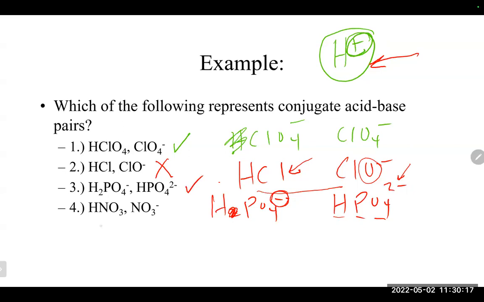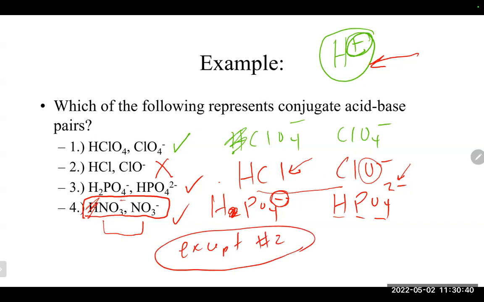And lastly here, HNO3 and NO3 minus. Once again, if you take away the H and you lost the positive, it makes you one more negative. So those two guys are related to each other and they would be a pair. So it looks like everybody's a pair here except number 2, right? Any questions on that there?